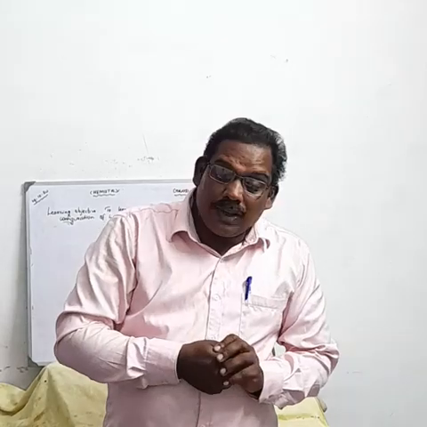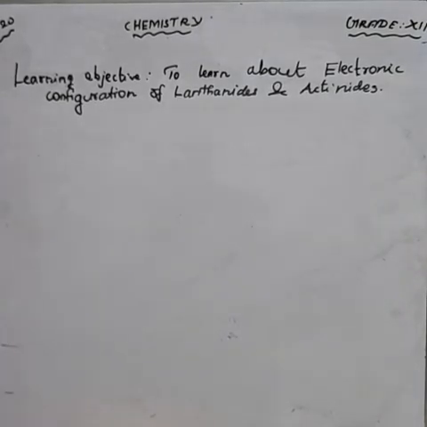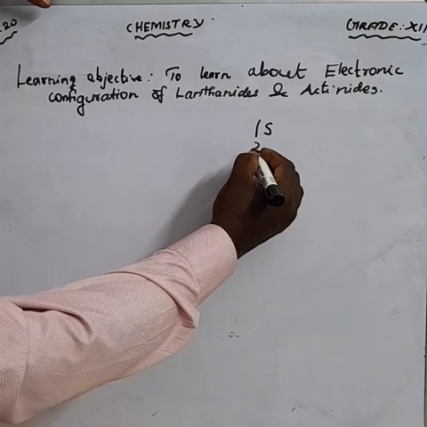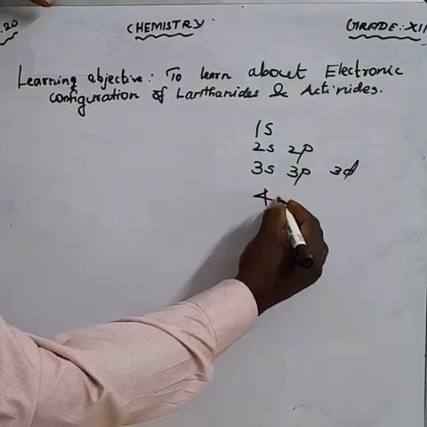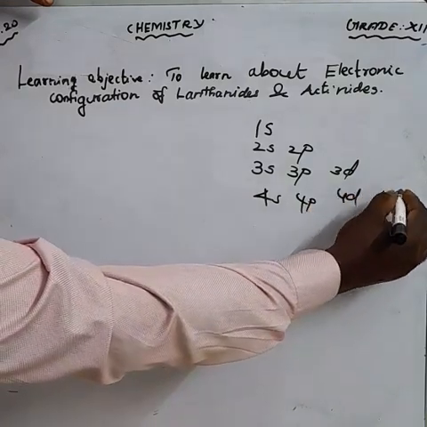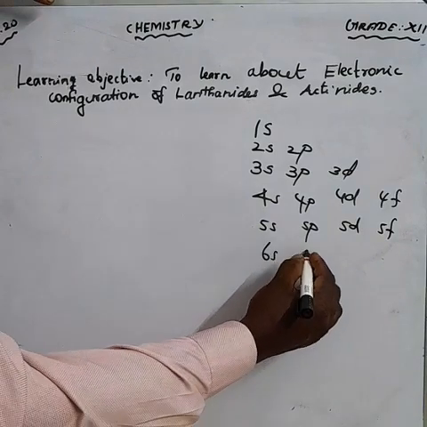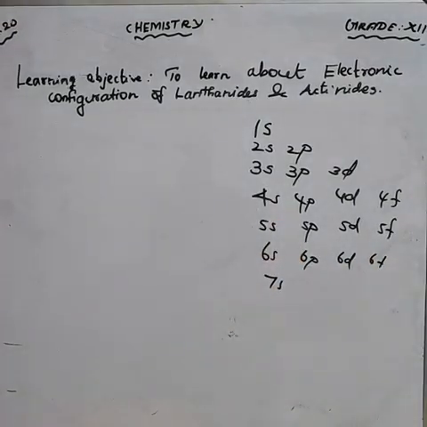First we should write the electronic configuration of these inner transition elements. Please all of you take the book. I told you previously how to write the electronic configuration while taking the lessons on P block, D block, etc. Shall we continue? First we start with 1s, 2s, 2p, 3s, 3p, 3d, 4s, 4p, 4d, 4f, 5s, 5p, 5d, 5f, 6s, 6p, 6f, 7s, etc.